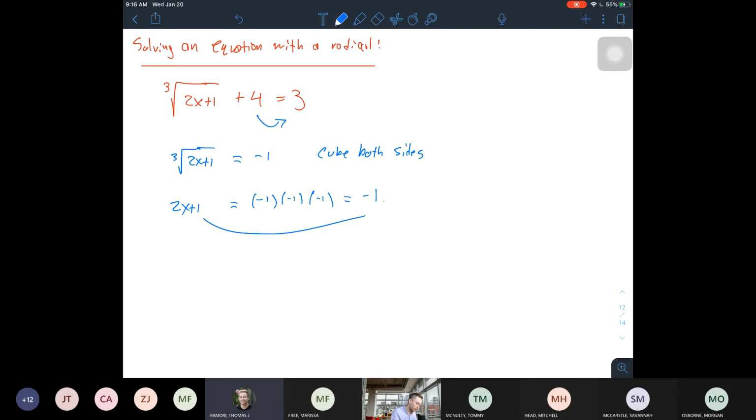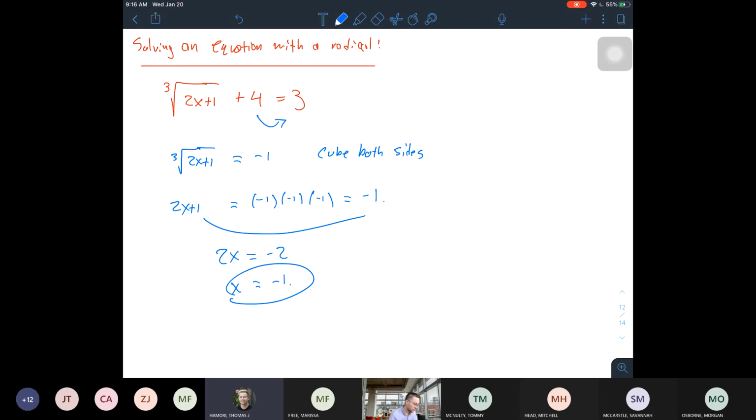So then we're going to move the 1 over here. We'll get 2x equals -2. And then we'll divide both sides by 2 and get x equals -1. Okay, so that's how we'd solve this equation with a radical.